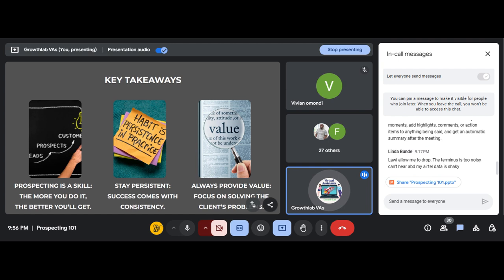So the key takeaways here: prospecting is a skill. The more you do it, the more you perfect it. Be persistent in everything you do, not just freelancing, everything. Habit is persistence in practice. Then always provide value, always solve problems. As a freelancer, you're hired to solve a problem.